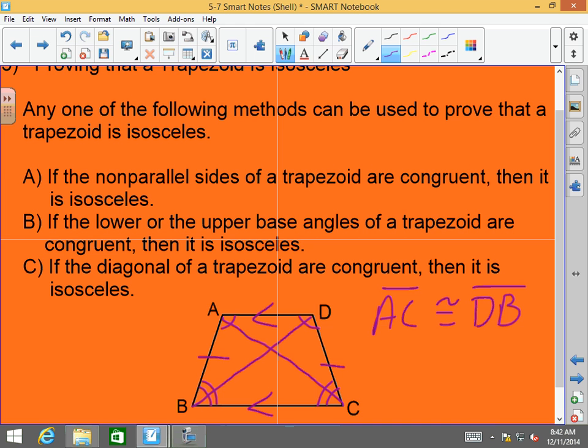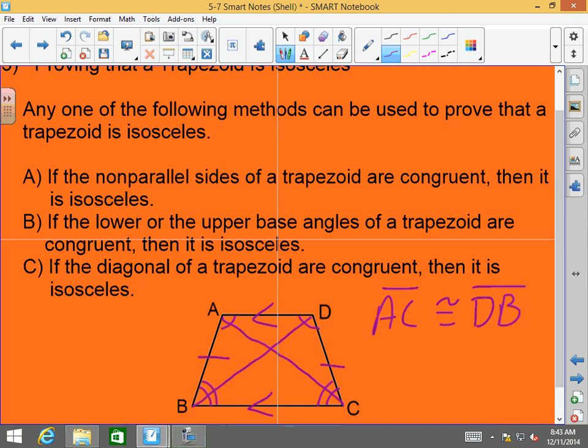So if I told you, name all of the figures where the diagonals are congruent, you'd have an isosceles trapezoid, you'd have a rectangle, and you'd have a square. And that's it. If I told you which figures have diagonals that bisect each other, you'd have a parallelogram, you'd have a rectangle, you'd have a rhombus, you'd have a square, but not a trapezoid.